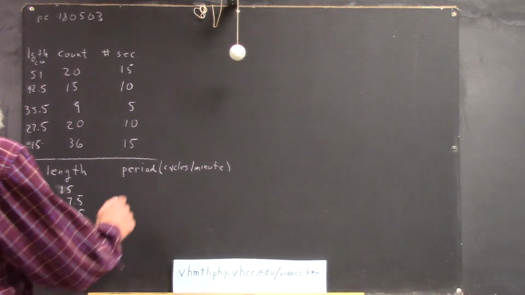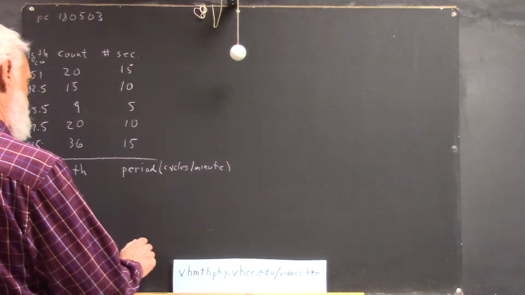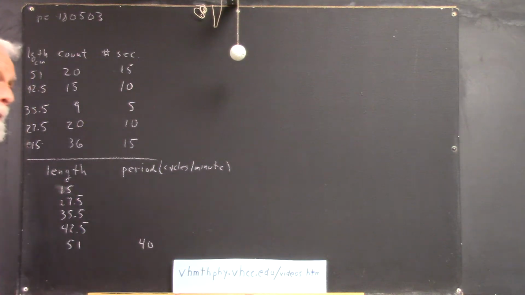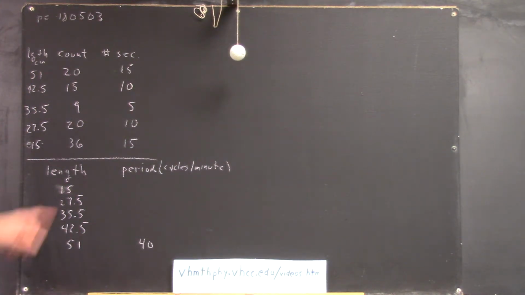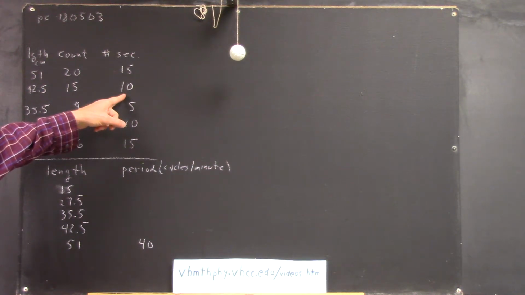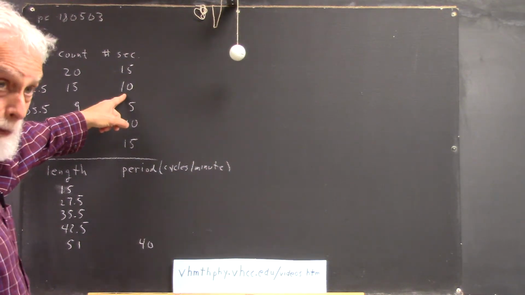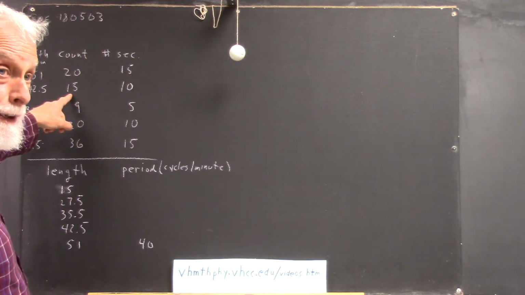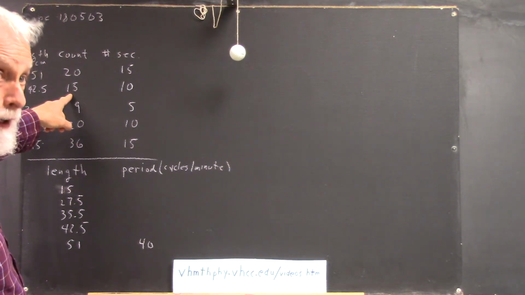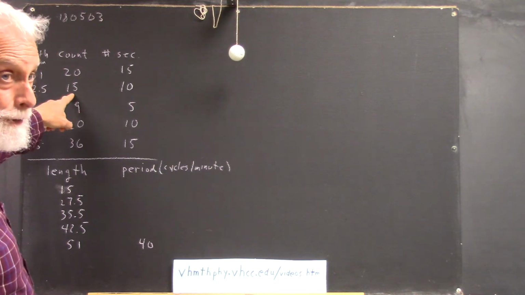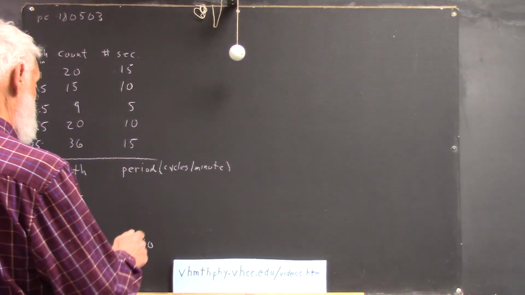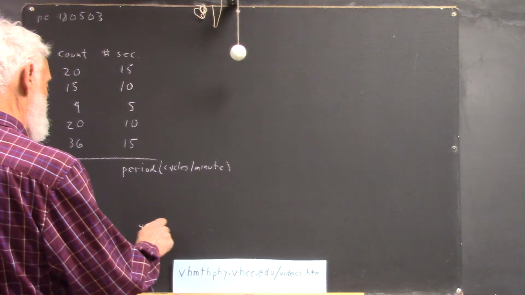Okay? So the period for this one is 40 cycles per minute. Okay? Now, 10-second count, well, you'd have 6 times that many in a minute, obviously. 6 times 15 is 90. Half of that is 45, because these would be half cycles. To get the cycles, you're going to only have half as many, so that'd be 45.